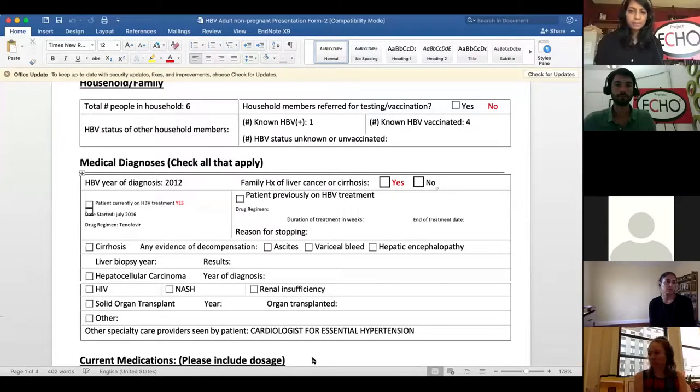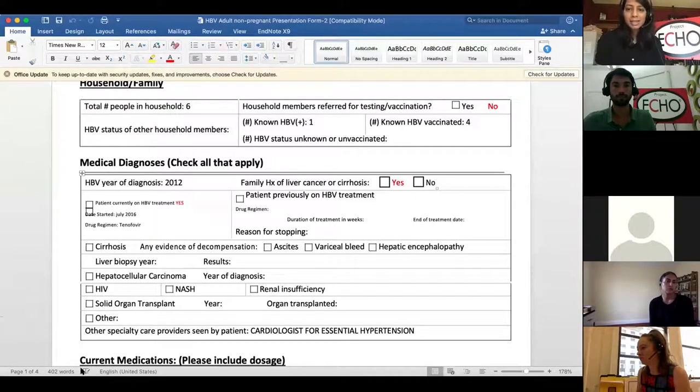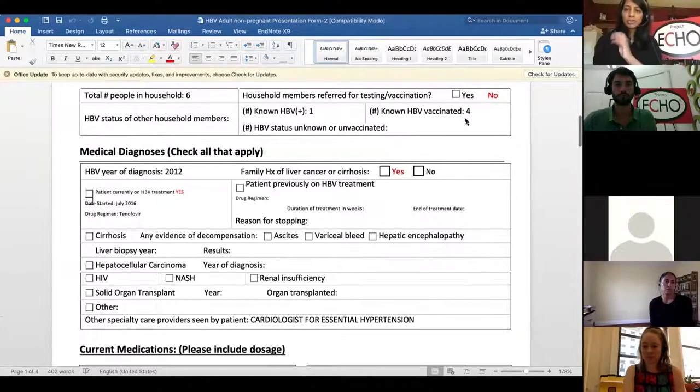Folks want to chime in? So we know that, again, a common way hepatitis B is transmitted is not just mother to child, but in early childhood and through close household contacts. So you want to know if there are opportunities for prevention. So it's recommended we test everybody else in the household, and then in those whose screening serologies come back negative, we would offer them a vaccine. So in this case, it looks like this person has 4 other household members who have already been vaccinated.